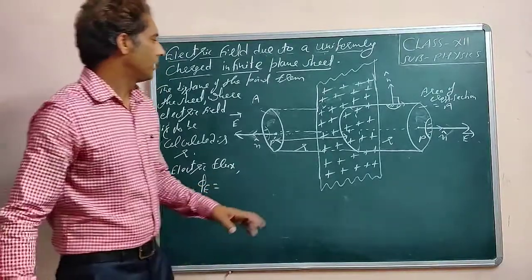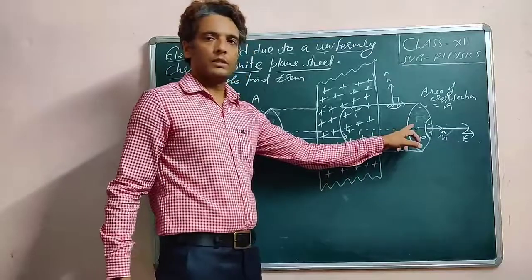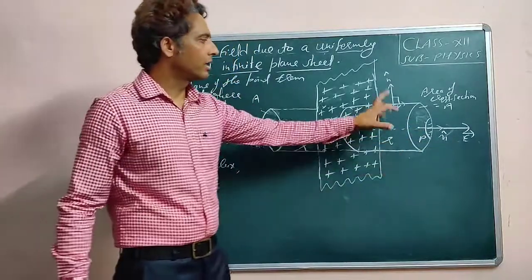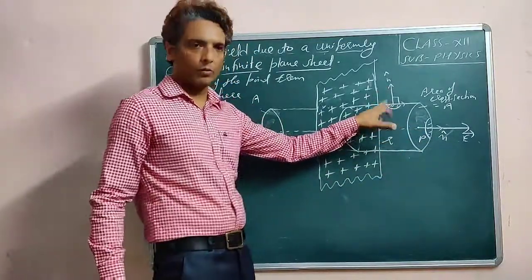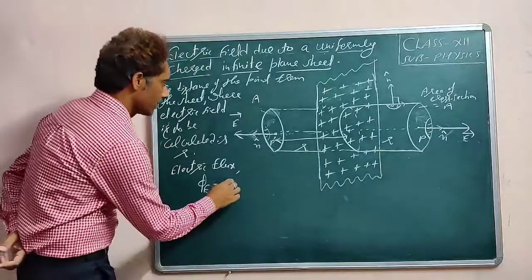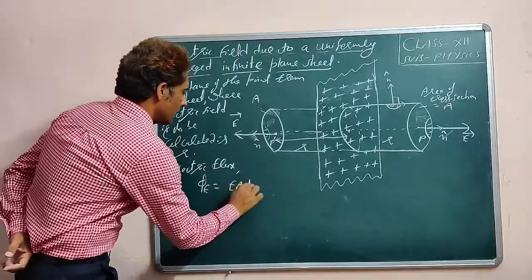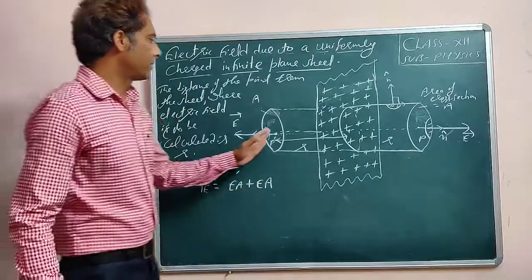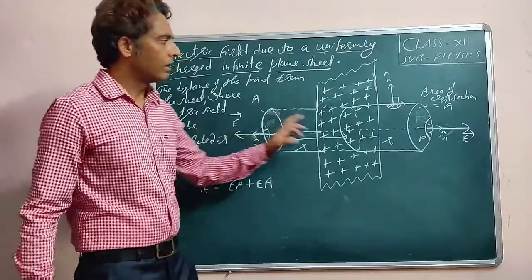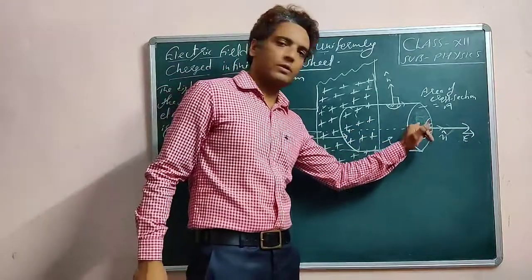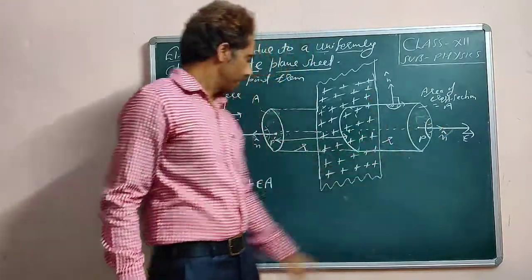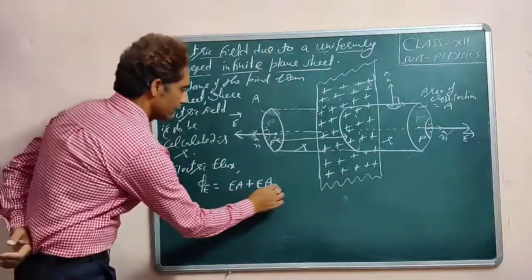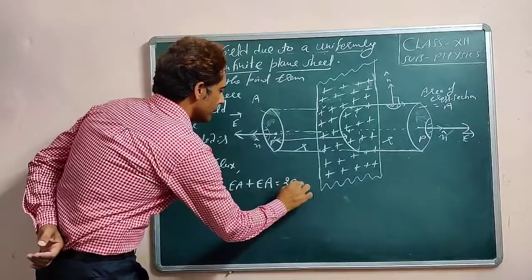You can see these two surfaces are contributing to electric flux, and this surface is not contributing, so that electric flux is EA plus EA. Because flux through this surface is E into A, flux through this surface is also E into A, so this is the net flux, that is equal to twice of EA.